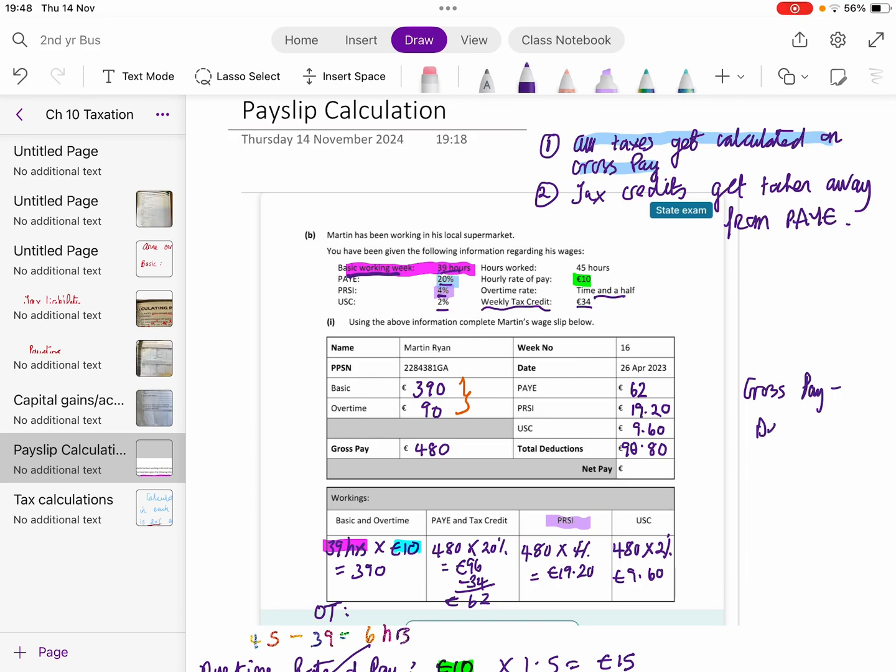So gross pay minus deductions gives me net pay. So when I do my 480 minus my €90.80, I end up with a figure of €389.20. Now, girls, we did much more complicated ones than this in class, but hopefully this is an exam standard one from the last year or two.